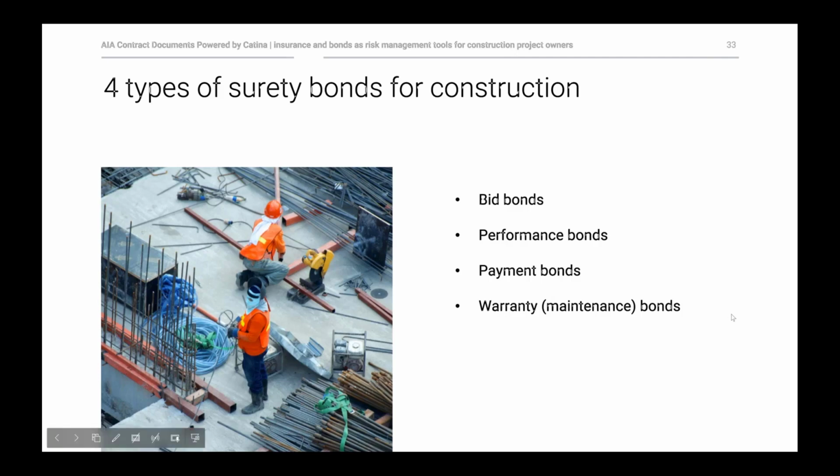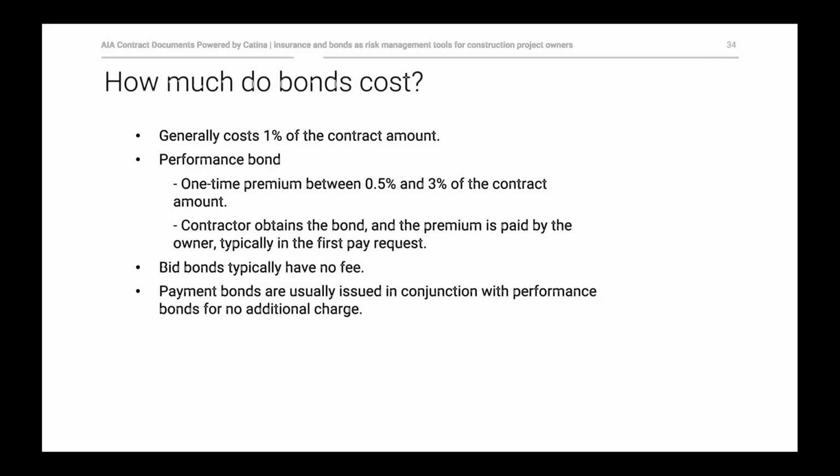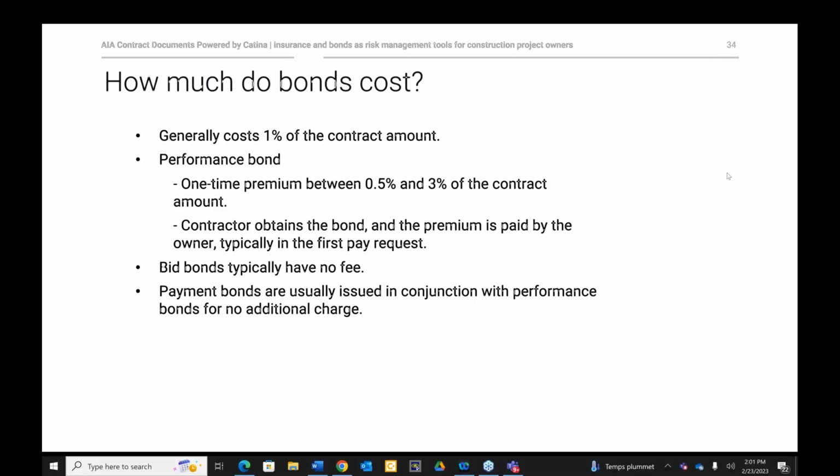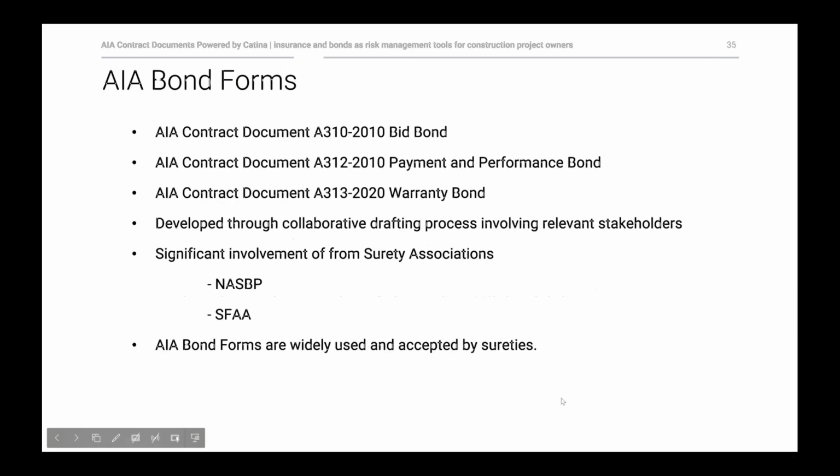In terms of cost, I know we're short on time, so I'll just go over this quickly. Costs are relatively low in the grand scheme of things. Generally, the costs of a bond are about 1%, usually of the contract amount. Usually that's the pricing for the performance bond. Bid bonds are typically issued at no fee for a contractor that has bonding capacity, and payment bonds are usually issued in conjunction with the performance bond. So you're really looking at a relatively low cost for the type of protection that you get.